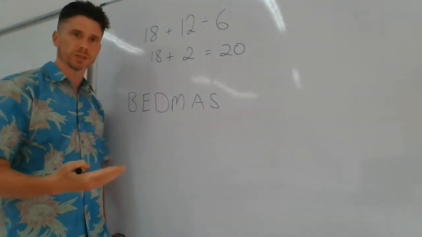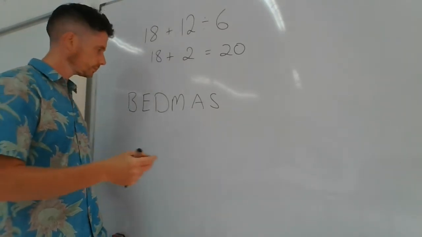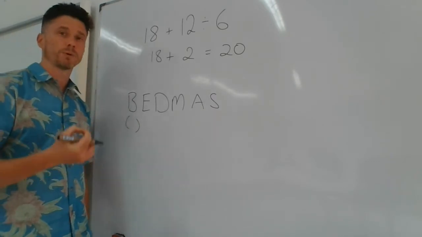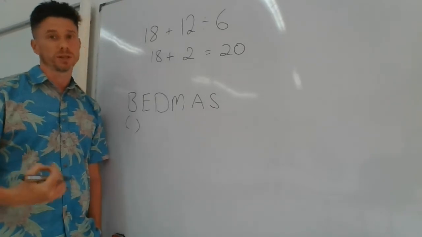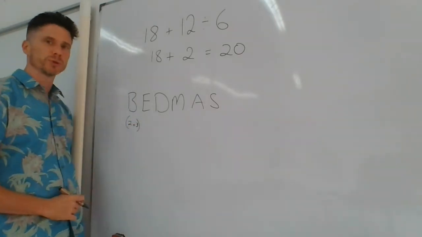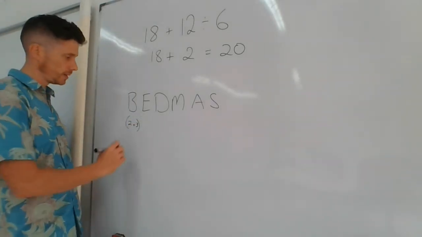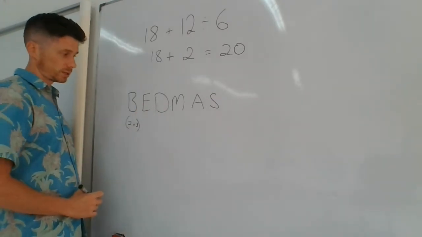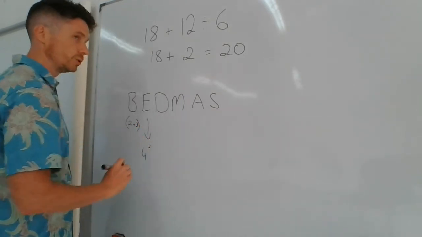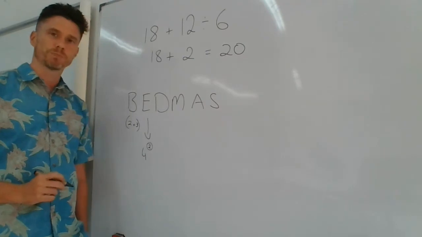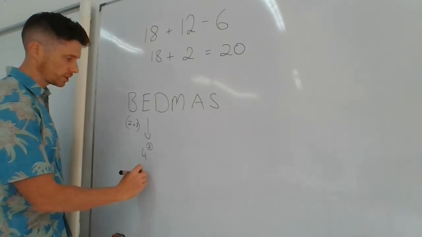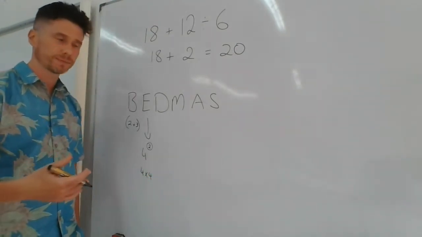Now, what is the system? It tells us which bits to do first. B stands for brackets. Sometimes the letter P is used for parentheses, which is another name for bracket. So you see brackets like this, so you might see 2 plus 3 in brackets. That means you do it first in the mathematical equation. E stands for exponents. So exponents, well, they're powers. So if you ever saw 4 to the power of 2, this little number is the exponent. And we would do it second. So 4 to the power 2 is 4 times 4, 4 by itself.